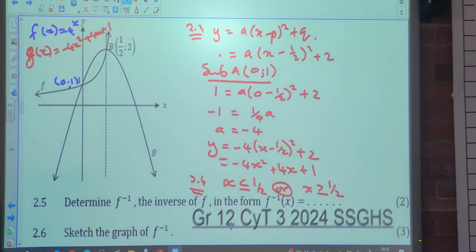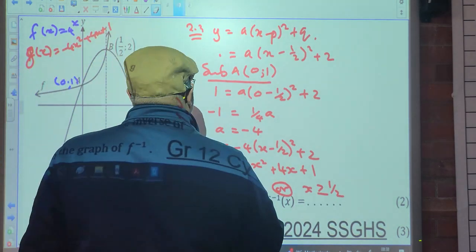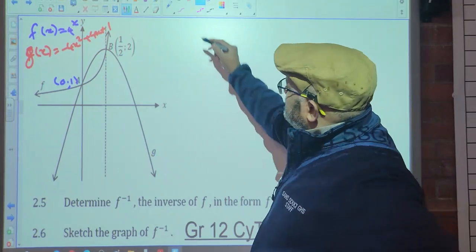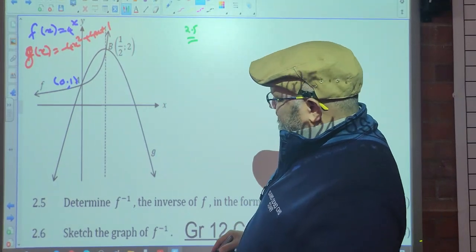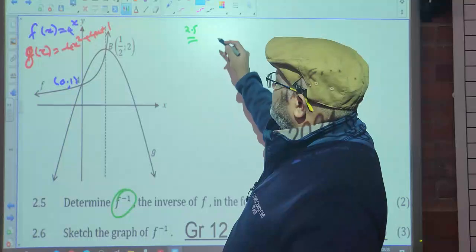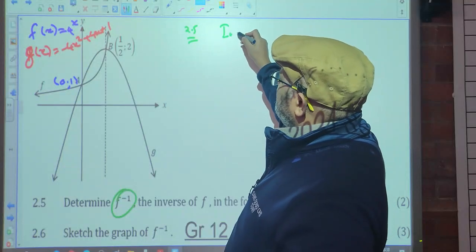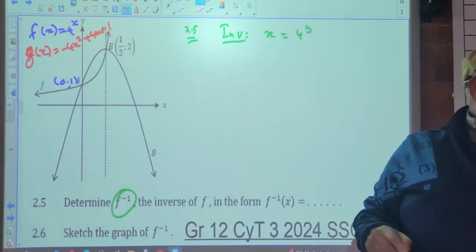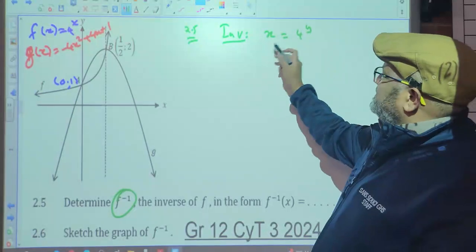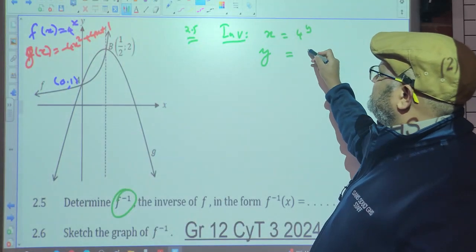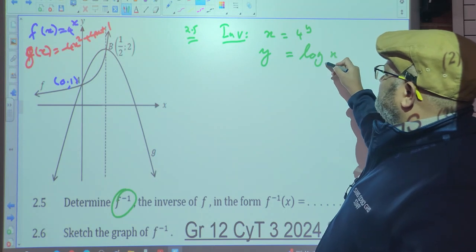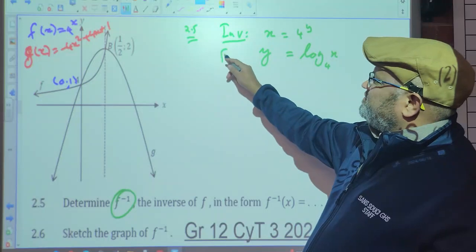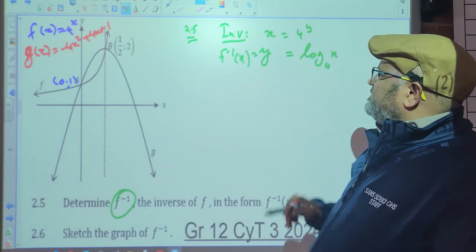We're told to determine the inverse of f. So what do you do for the inverse function? We interchange x and y. So for the inverse, we'll have x is equal to 4 to the y. You're going to make y the subject of the formula. So therefore y is equal to log x base 4, and this is the inverse of f.